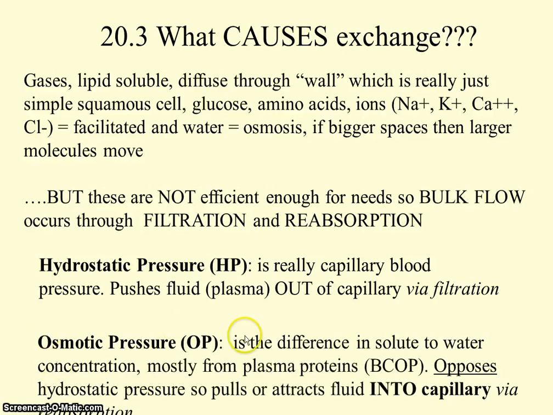And then osmotic pressure, which is, of course, due to the amount of stuff in the blood or in the interstitial fluids or in the cells, is a difference in solute to water concentration. So there's a ratio of so many solutes to so much water. Now, in the blood, we have all those plasma proteins that are really too big to leave in most capillaries. So they always remain behind.